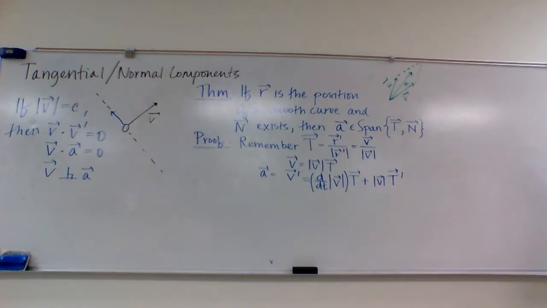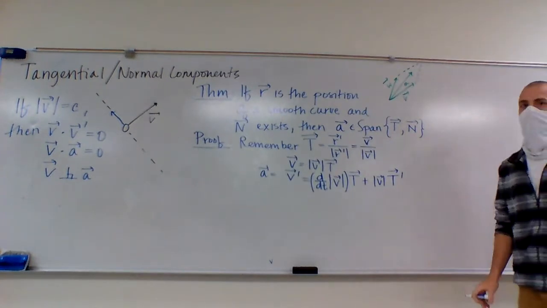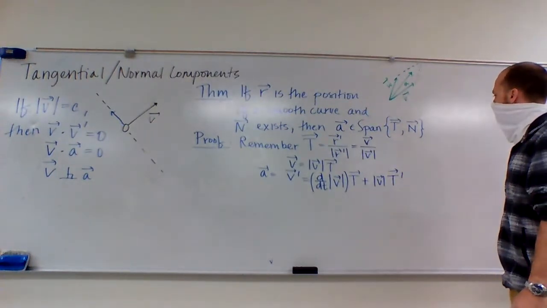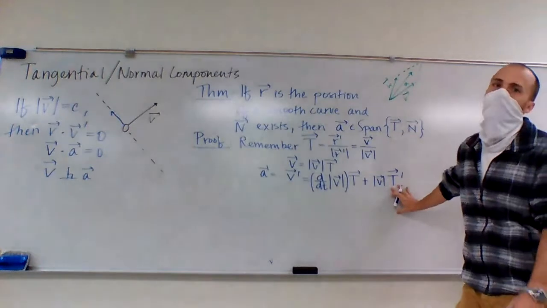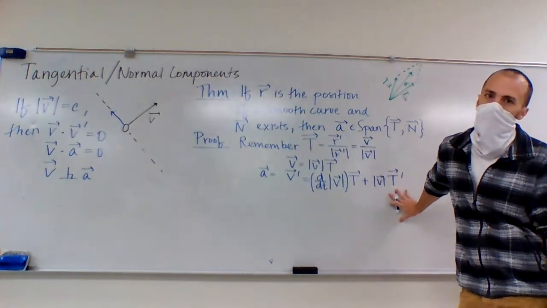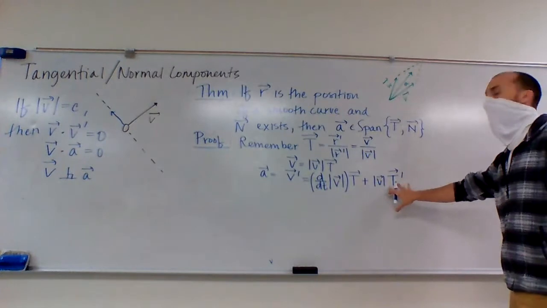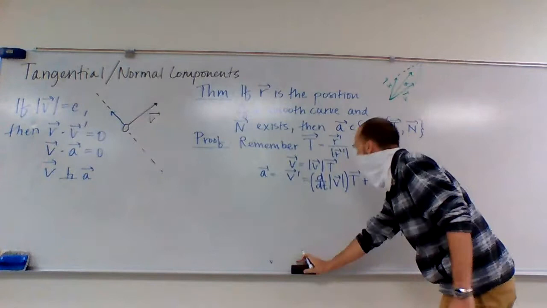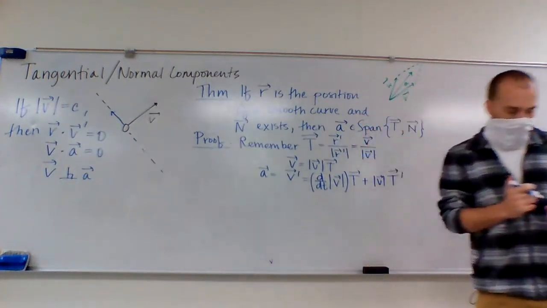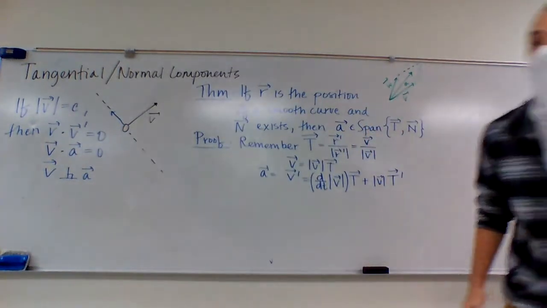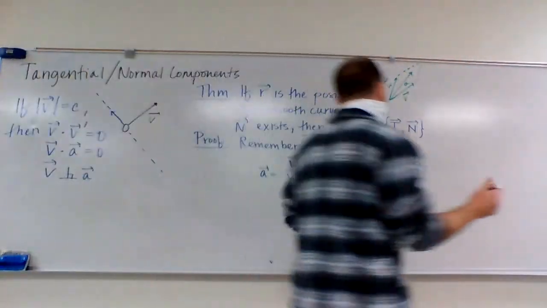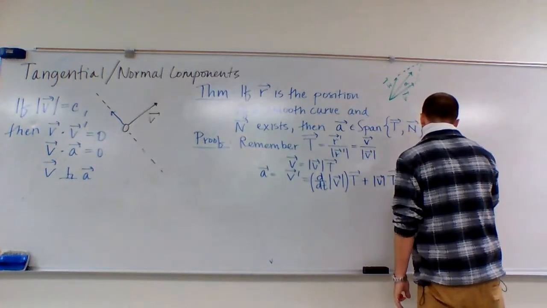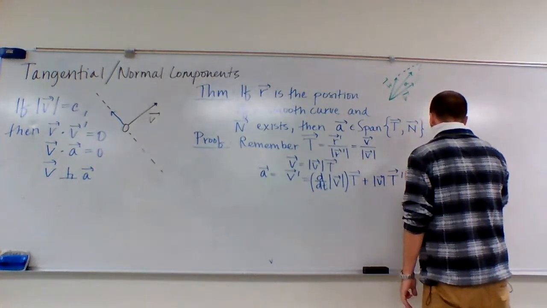Now, I think in the last video, or maybe the last time we met, we said that the derivative of T was somehow related to N, the normal vector. So what I'm going to do is multiply this thing by a clever form of 1. I'm going to multiply it on top and bottom by the length of T prime. So I'm just multiplying by 1, so I'm not changing this. This is the length of T prime divided by the length of T prime.